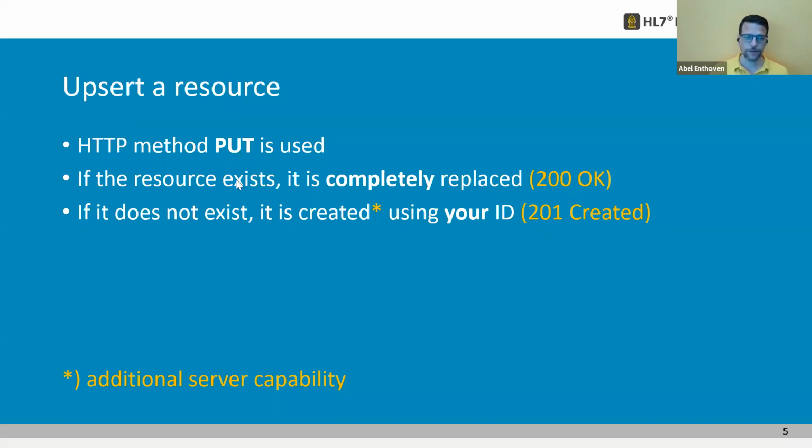So if the resource exists, if the patient exists, it's completely replaced. And you get a 200 OK response from the server. If it does not exist, it is created using your own ID. And that's interesting because if you want to use your own ID for a resource, you have to use put. As you saw before in the create action, the server assigns an ID, in this case, it assigns GUIDs. But if you want to have a meaningful ID that you want to use for yourself, then you could also use put. And in the case that it does create a resource, it will also return 201 created instead of 200 OK.